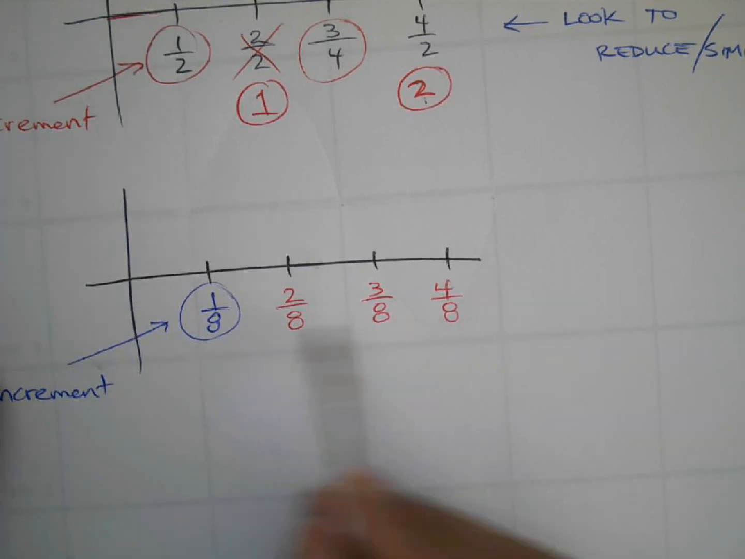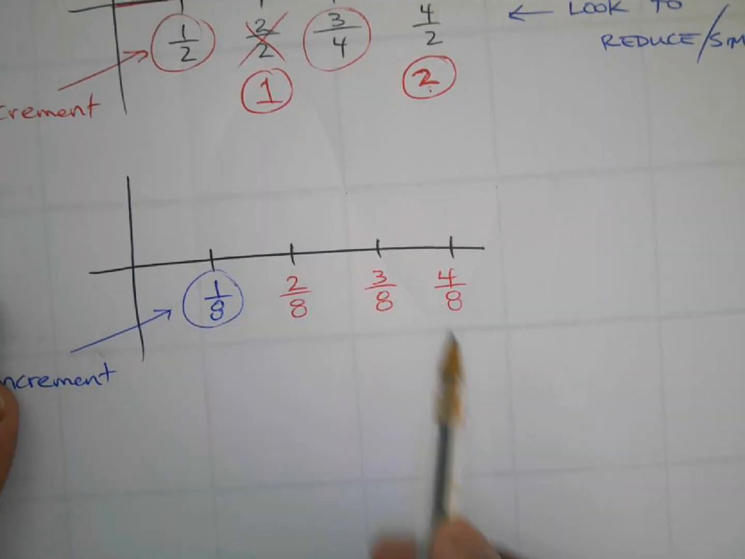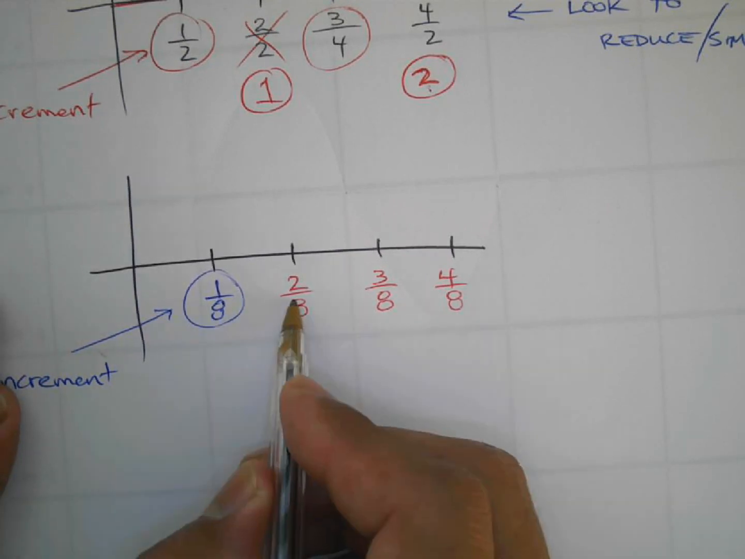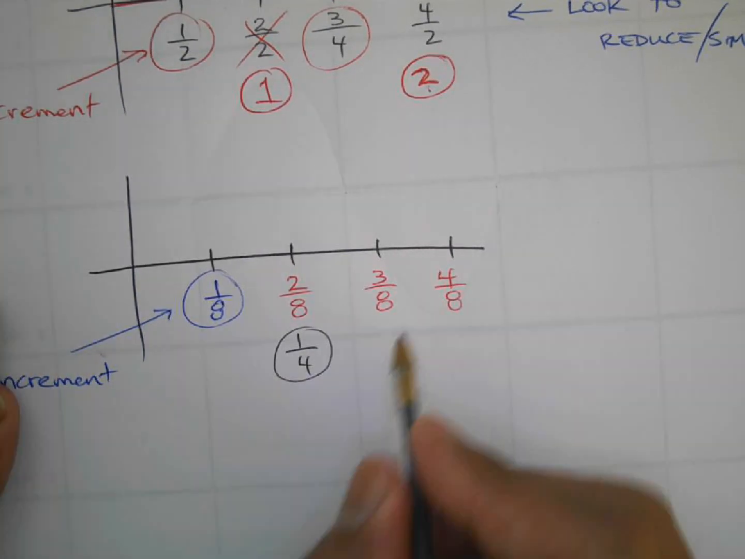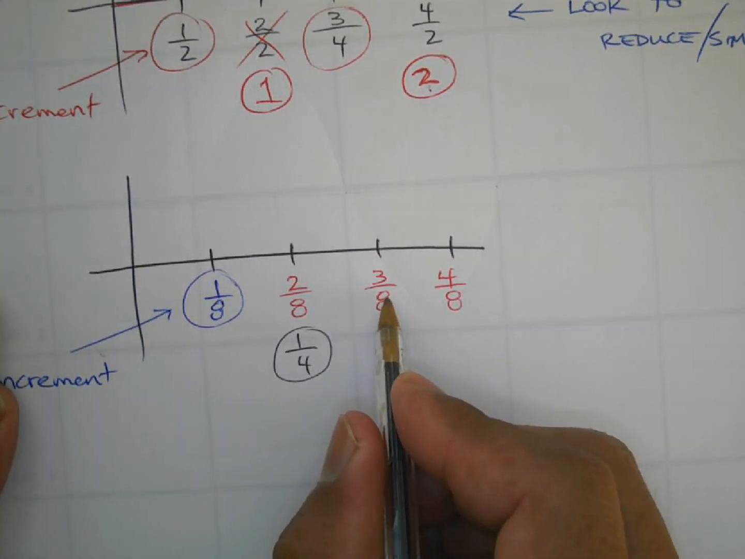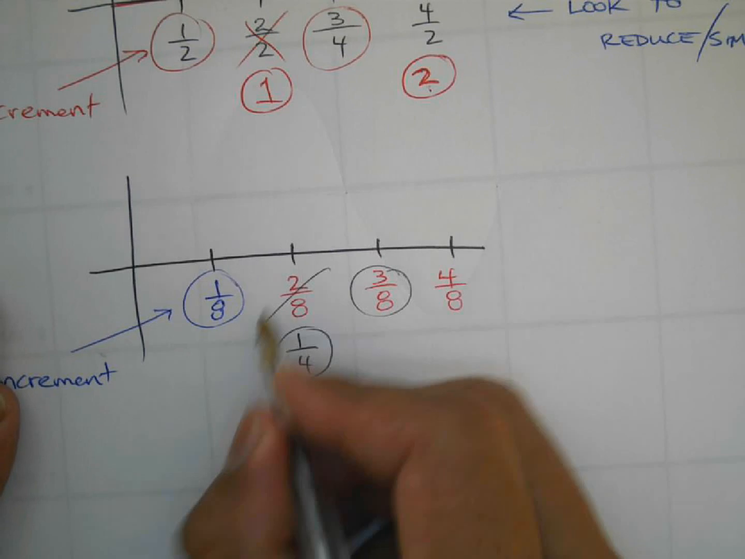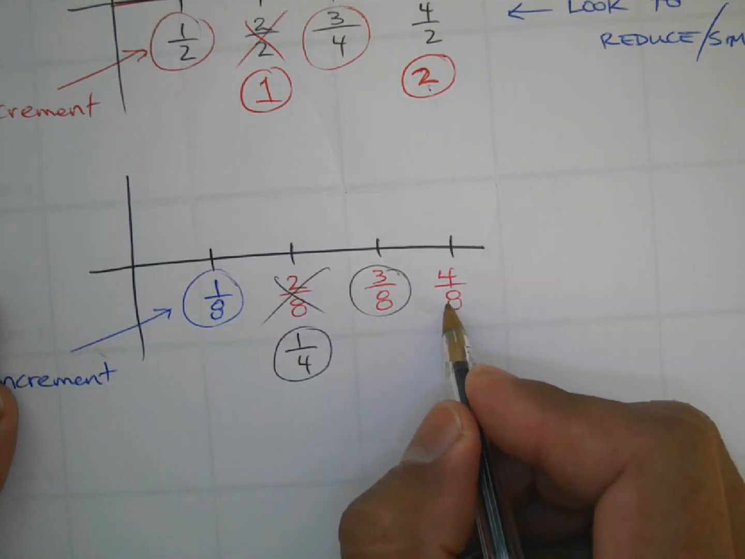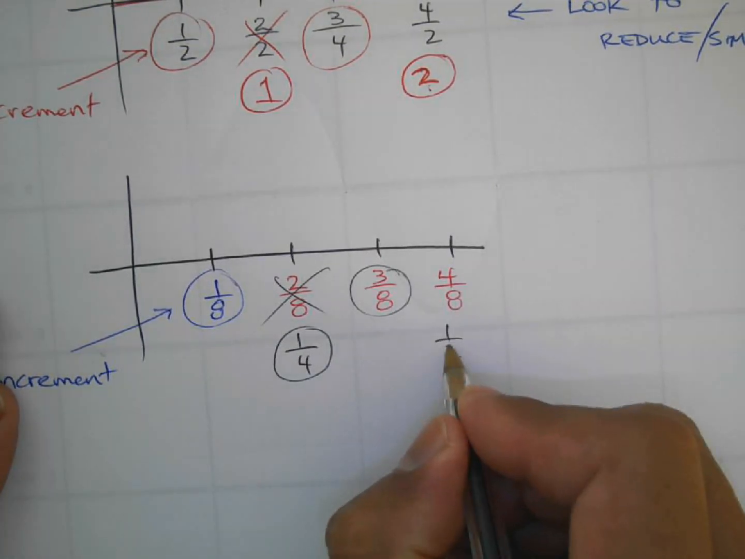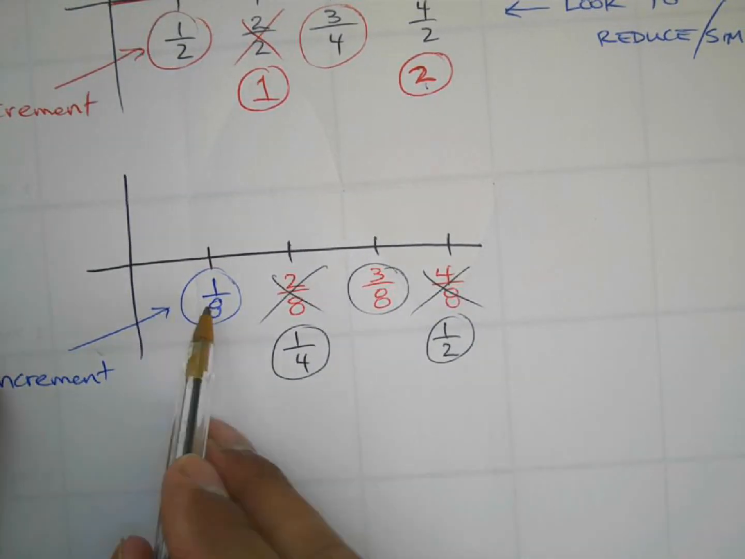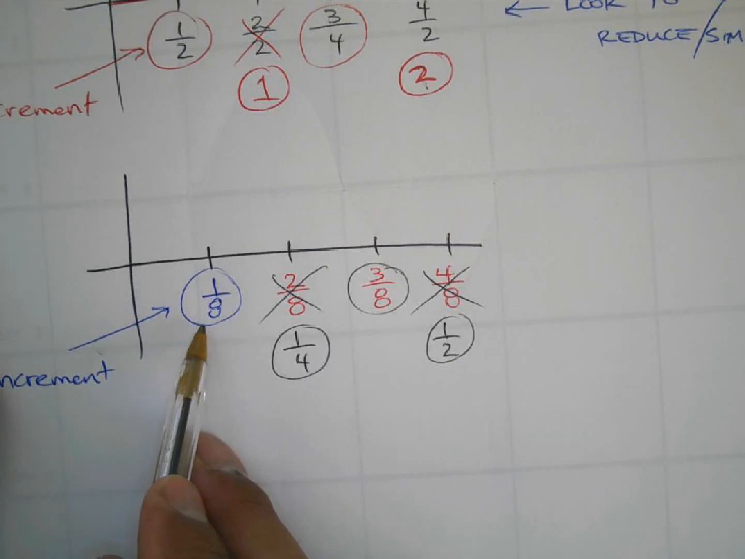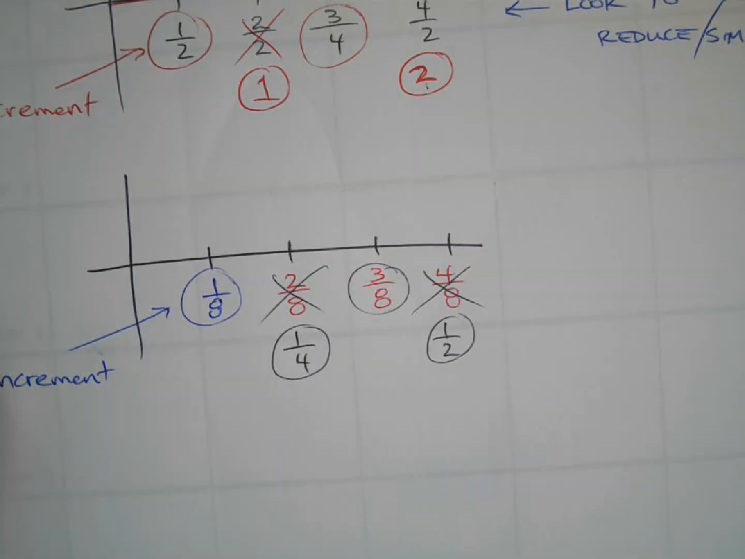And then again, a couple of these are going to reduce. They're going to simplify. 1/8 is fine. 2/8 is what? It's actually 1/4, isn't it? 3/8 is fine. And 4/8 reduces or is equivalent to 1/2. 1/8, 2/8, 3/8, 4/8. 1/8, 1/4, 3/8, 1/2.